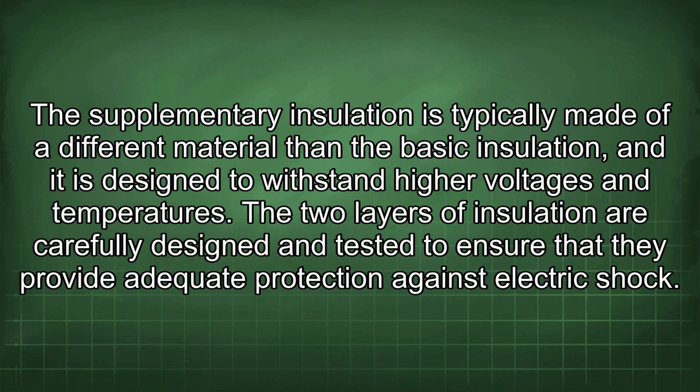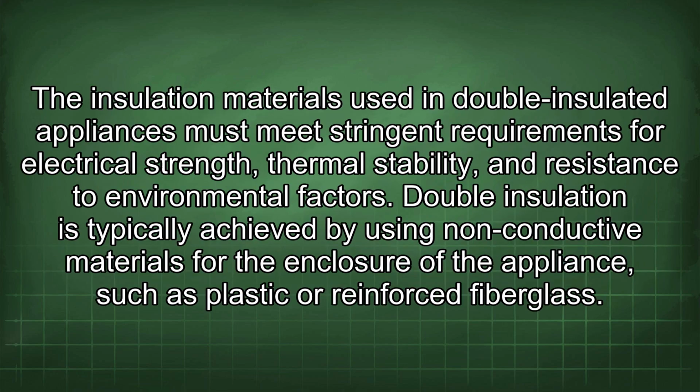The supplementary insulation is typically made of a different material than the basic insulation, and it is designed to withstand higher voltages and temperatures. The two layers of insulation are carefully designed and tested to ensure that they provide adequate protection against electric shock. The insulation materials used in double insulated appliances must meet stringent requirements for electrical strength, thermal stability, and resistance to environmental factors.